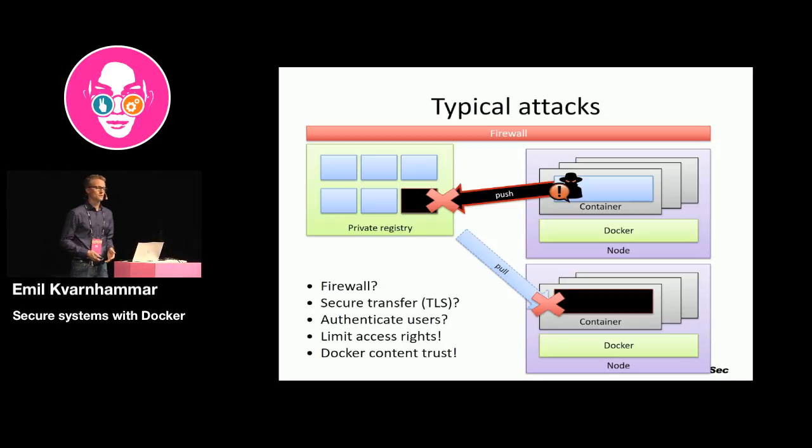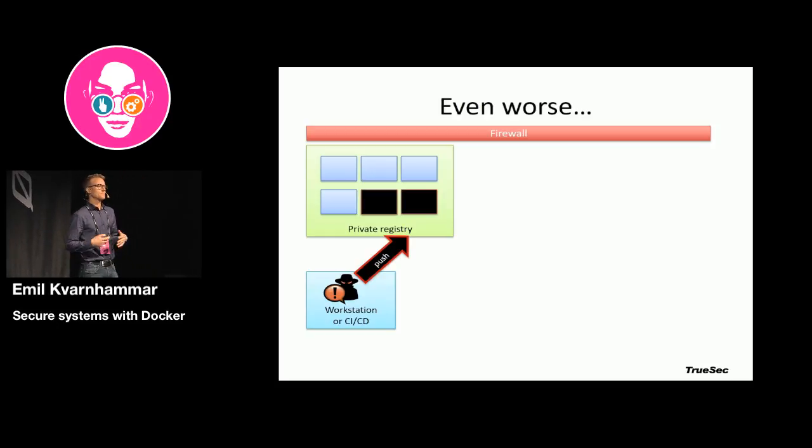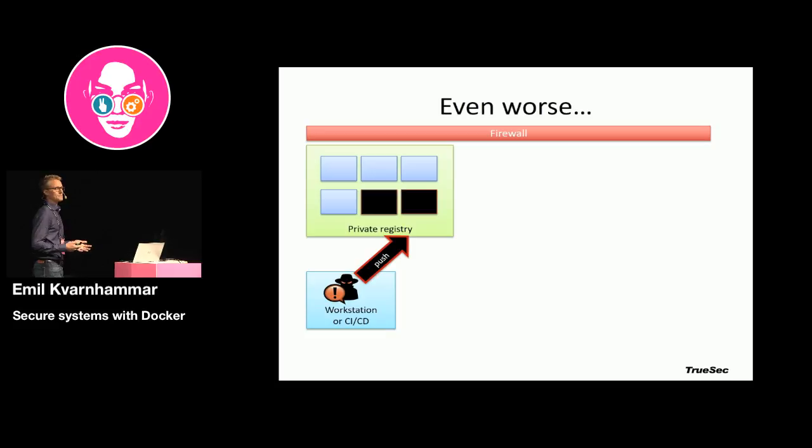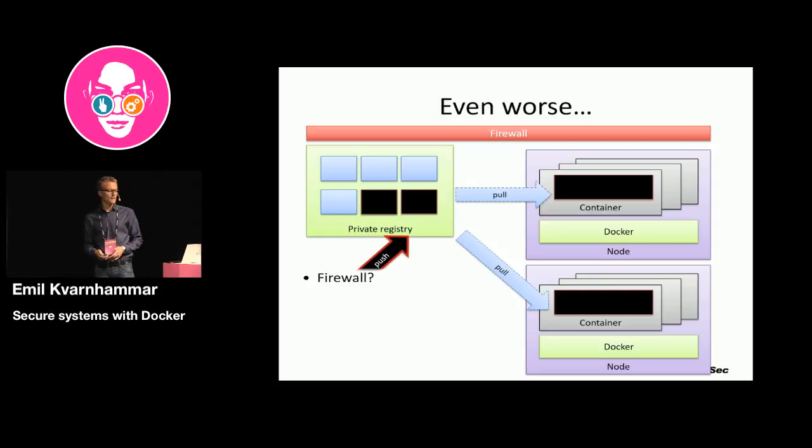And Docker Content Trust, signing images, can help. Because what the attacker pushes won't be trusted by this or another node in the cluster. Even worse would be if an attacker would gain control over one of your workstations or the CI/CD environment, whichever computer you use for building your Docker images. And from there, the attacker is pushing updated images to the registry. And those are then being pulled in a similar fashion.